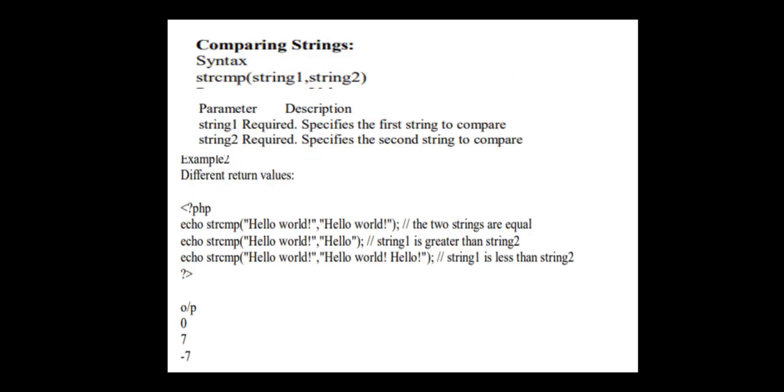Next, comparing strings with strcmp. String 1, required, specifies the first string to compare. String 2, required, specifies the second string to compare. It returns different return values. So here you can see echo strcmp, hello world, hello world: the two strings are equal, so the output will be 0. If the string is hello world and hello, then string 1 is greater than string 2. So here it counts the letter values. Okay.